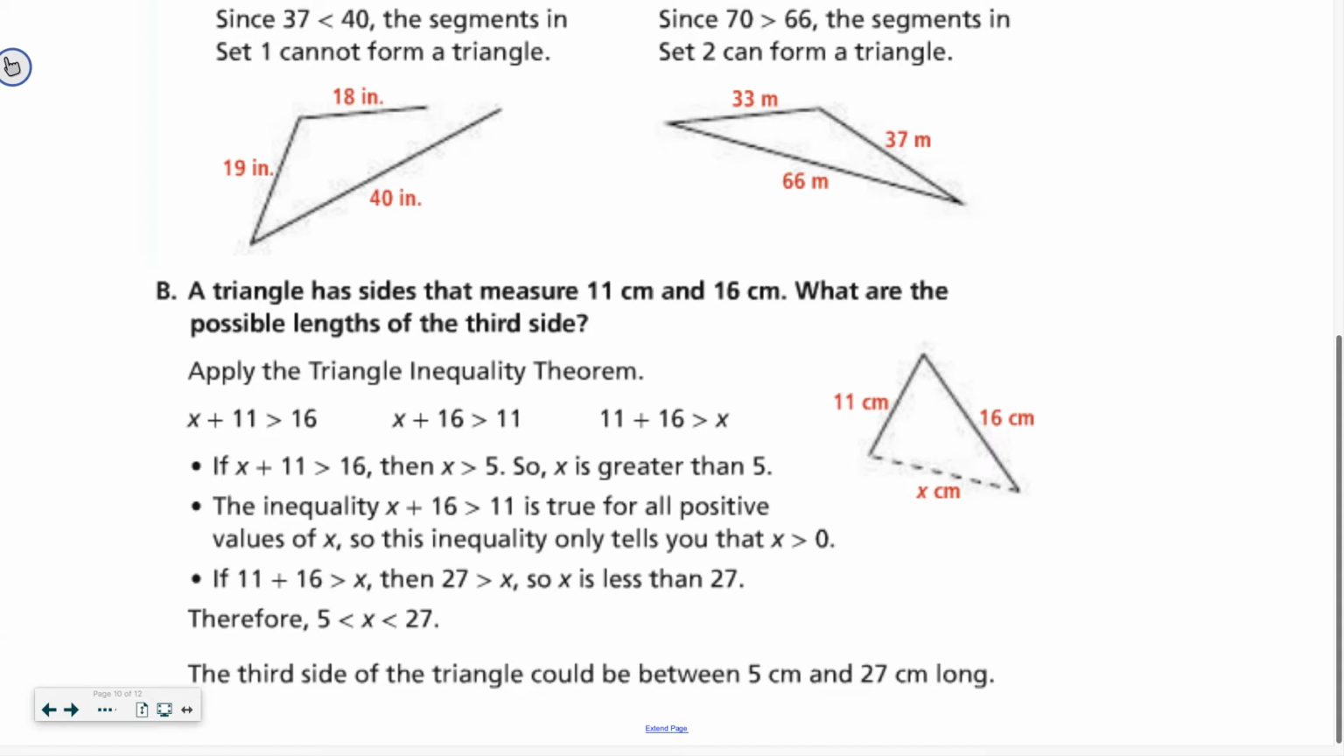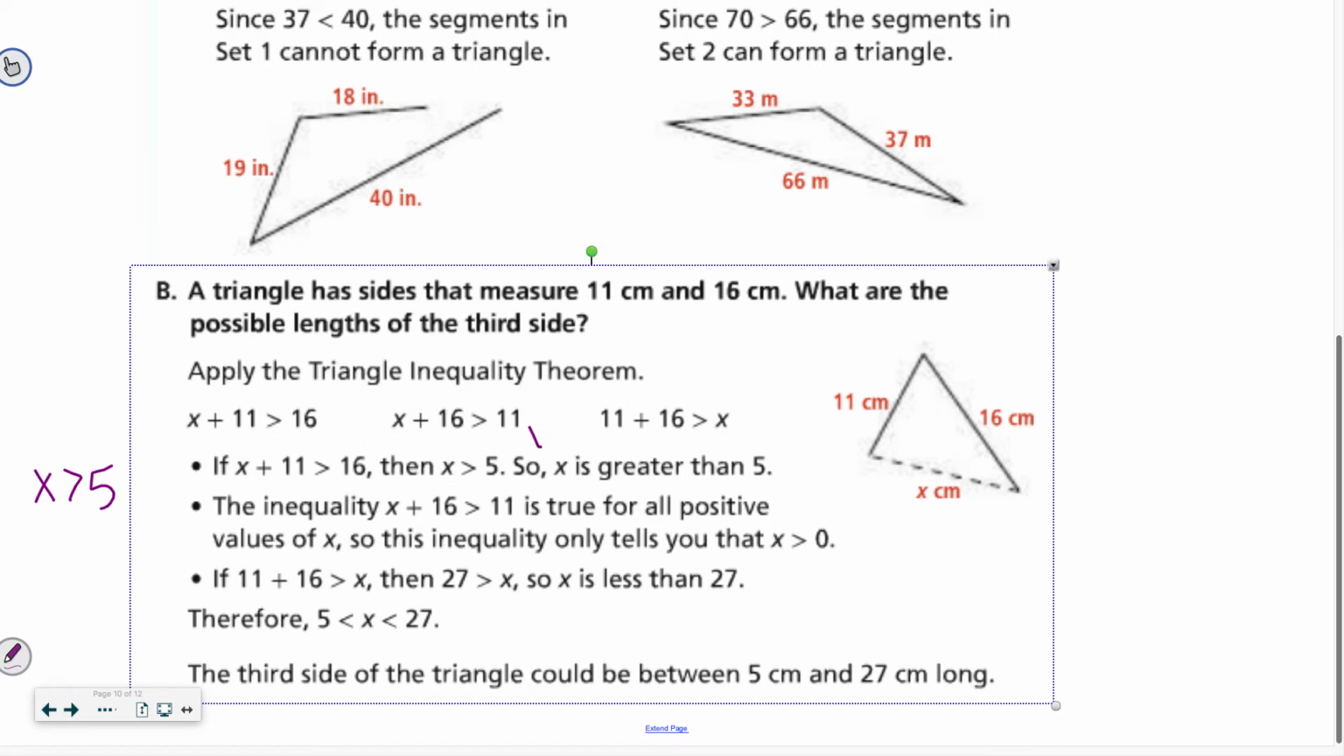So if I start with this first one right here, in order to solve that, x would have to be greater than 5, right? I'd subtract 11 from both sides. Okay. Then the second one, x plus 16 is greater than 11. If I solve that, I get x is greater than negative 5.